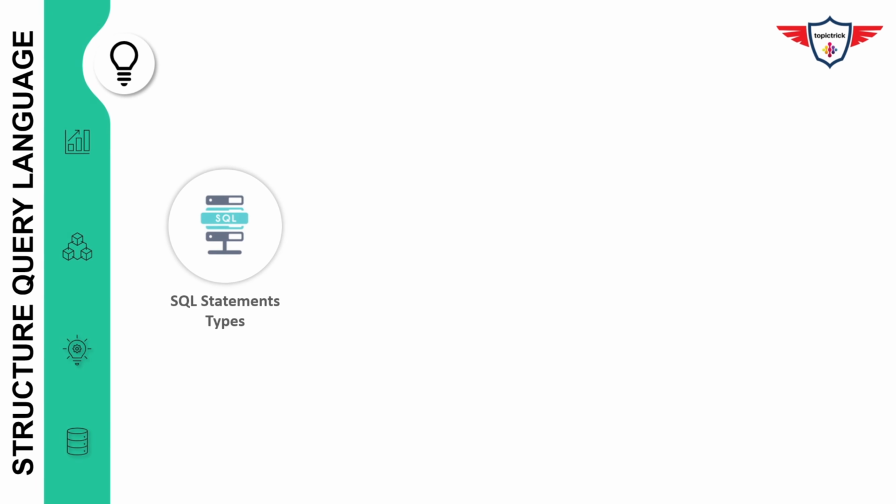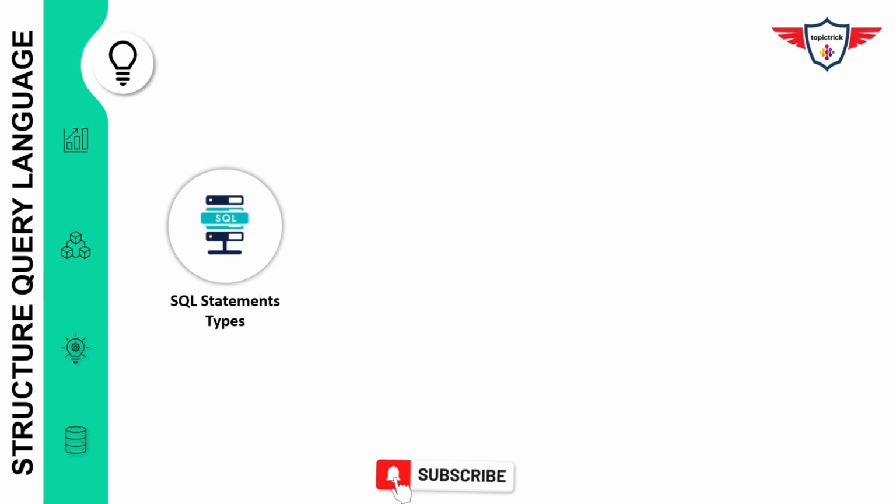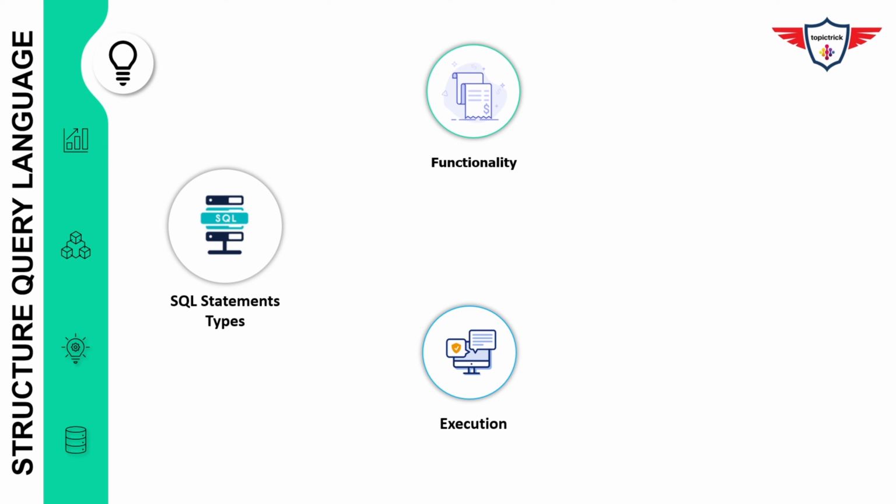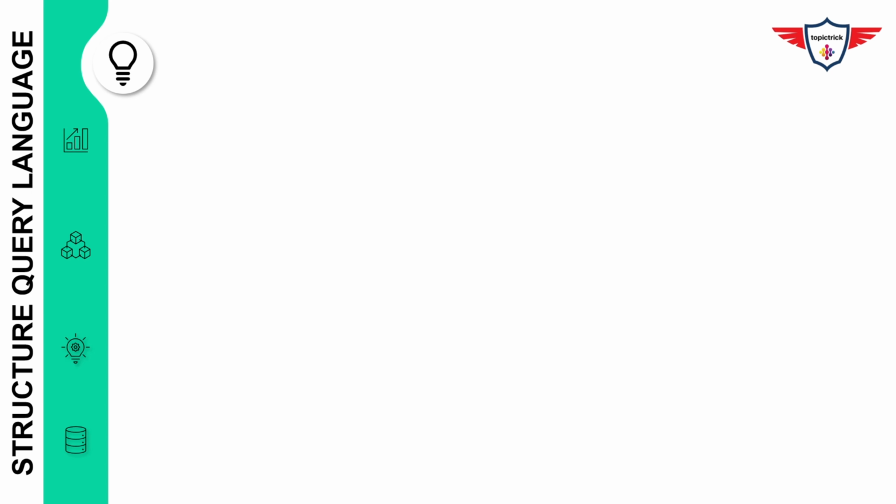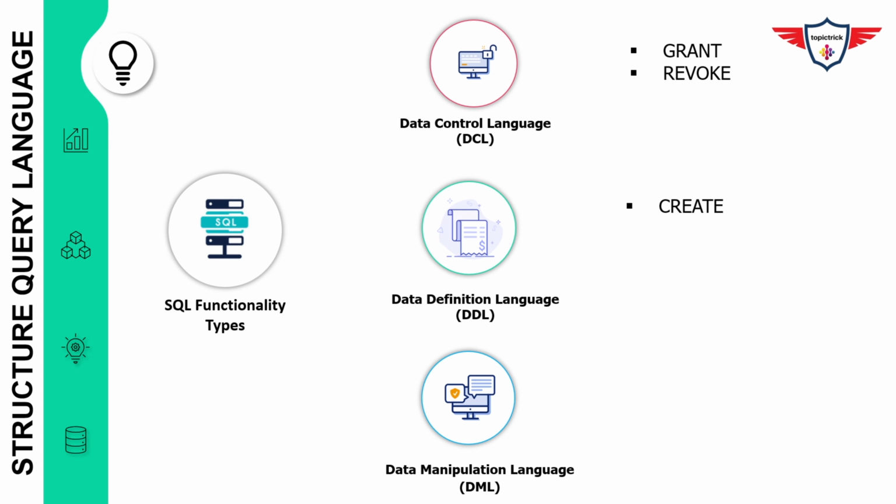So the SQL statements are categorized into two categories. First one is based on functionality and second one is based on execution. Based on functionality, SQL statements are divided into three categories. First one is DCL, that is data control language. Then you have DDL, that is data definition language, and the third one is DML, that is data manipulation language. DCL is generally used for control of data and security, and you have two statements. First one is grant and second one is revoke.